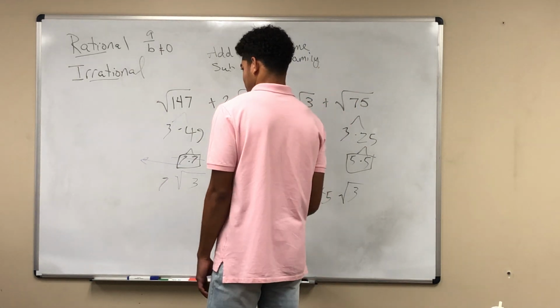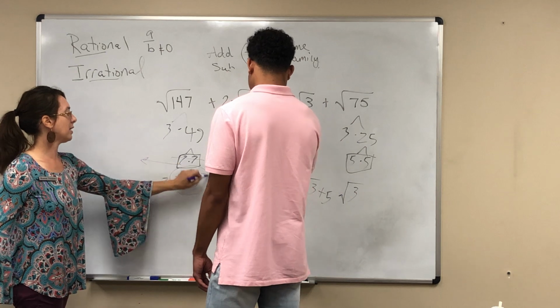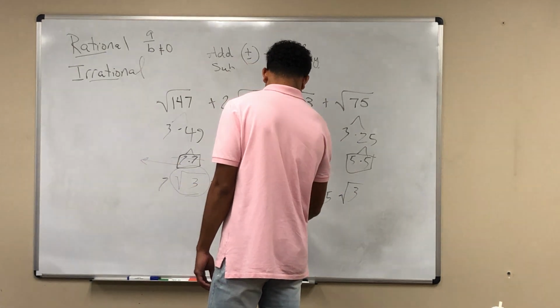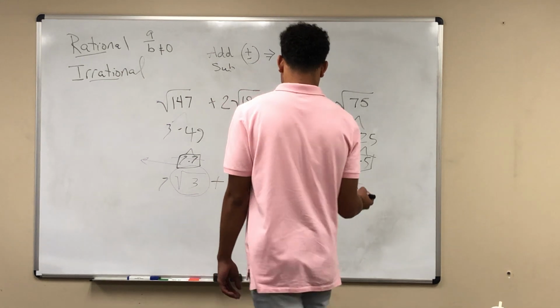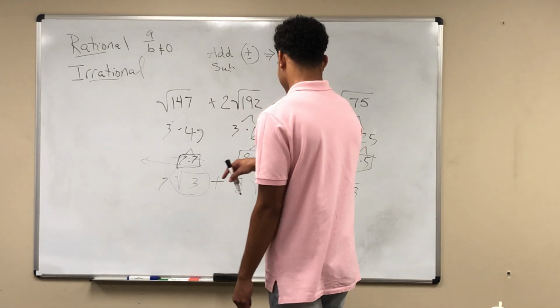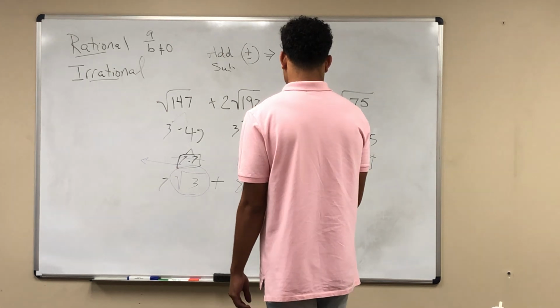So what family are you working in? What radical family do we have? Square root of 3. Perfect. You add those together. And then what do you do with all those other numbers? Add or subtract, yep, whatever they are.